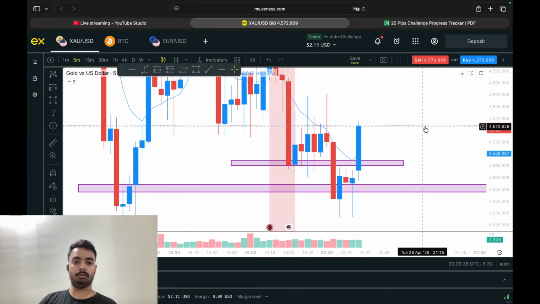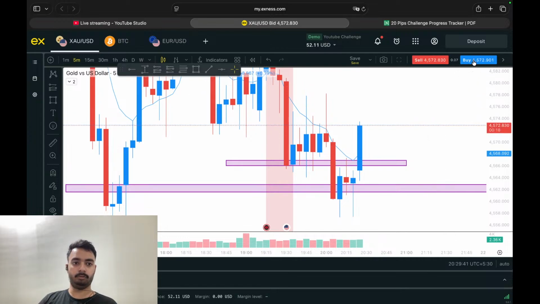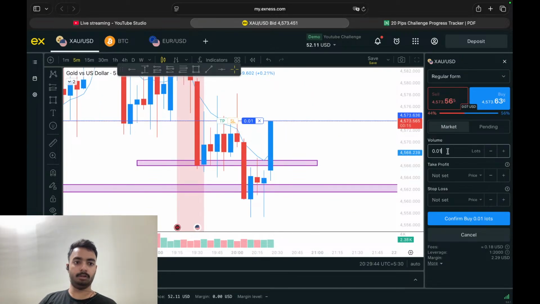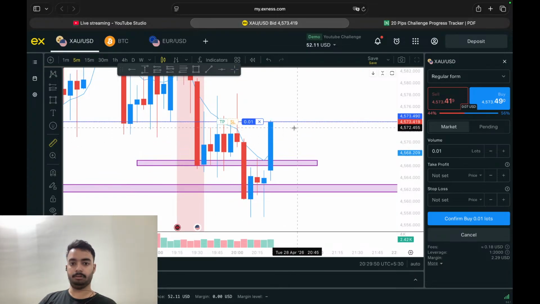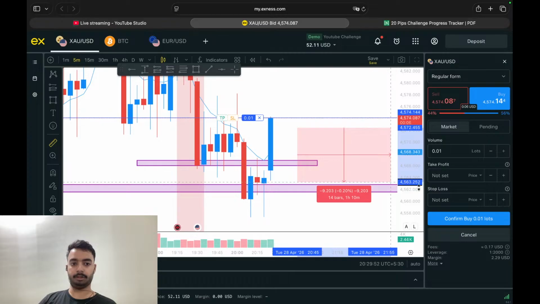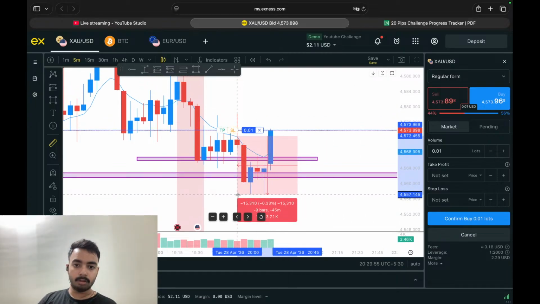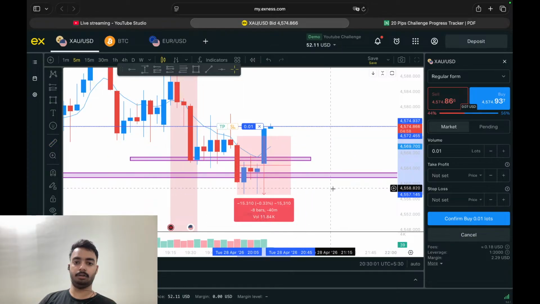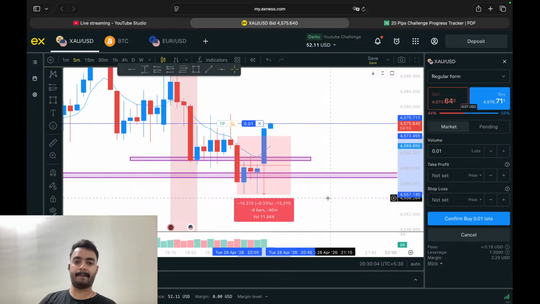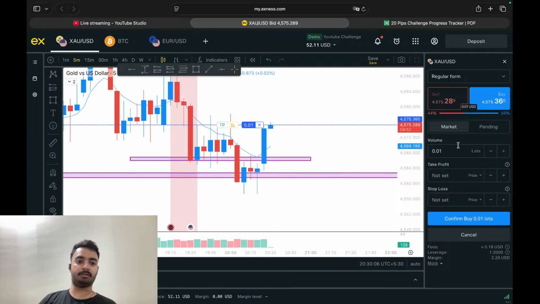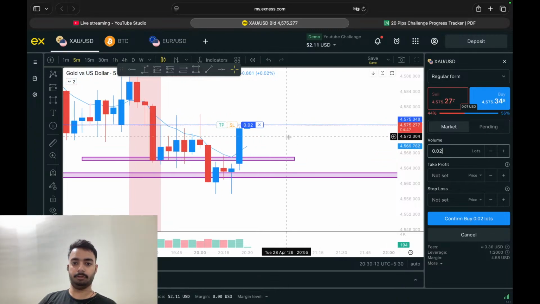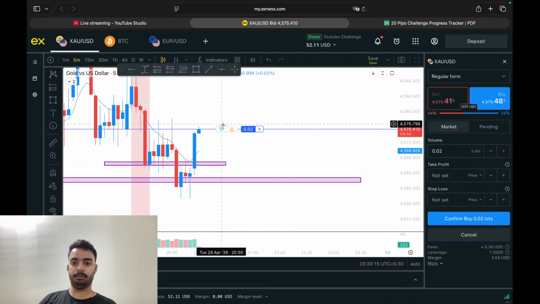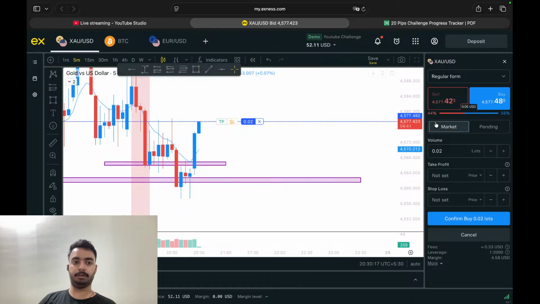Okay, we are seeing a healthy bullish candle. So we quickly try to find our SL. It will be $15. So we'll risk $30 on this setup, so we'll trade with 0.02. Let's wait for the market to retrace a bit.